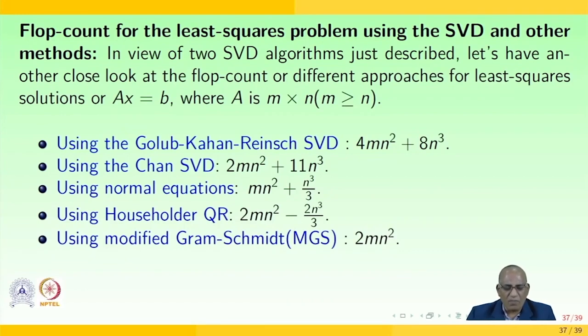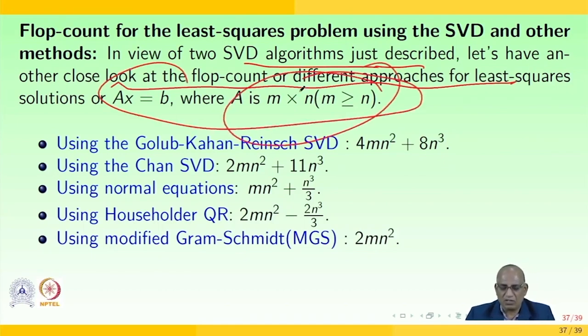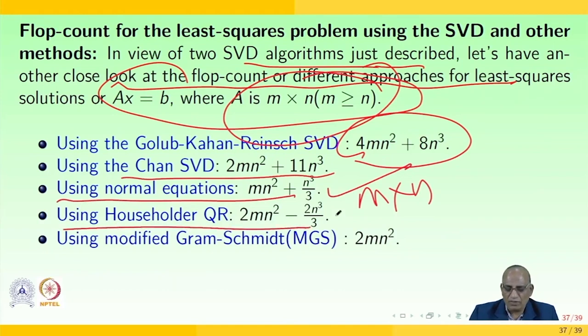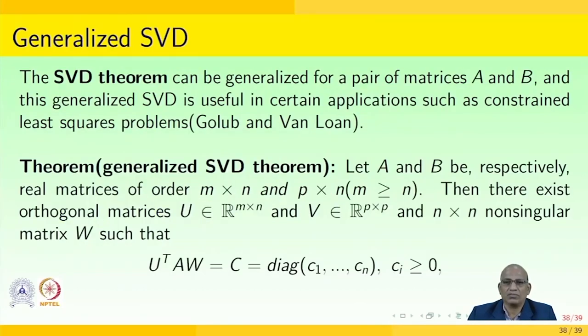So, let us look at the flop count for the least squares problem using the SVD and other methods. In view of the two SVD algorithms just described, let's have another close look at the flop count of different approaches for the system Ax equal to b, assuming that m is greater than or equal to n. Using the Golub-Kahan-Reinsch algorithm, you get this for a matrix of m by n. For the Chan SVD, you get this. For normal equations, you get this. For the Householder method, you get this. Using modified Gram-Schmidt, you get this, where m and n are the number of rows and columns.